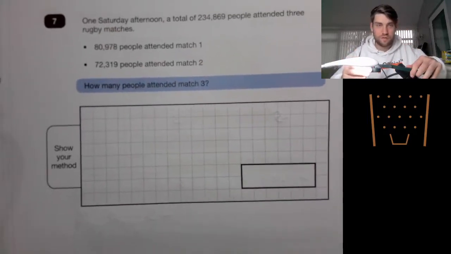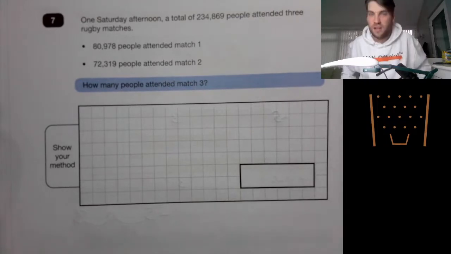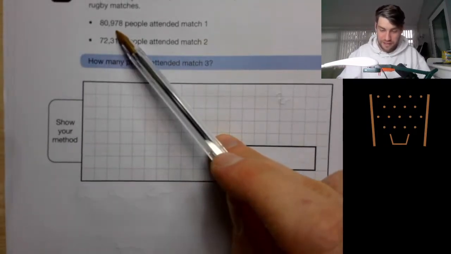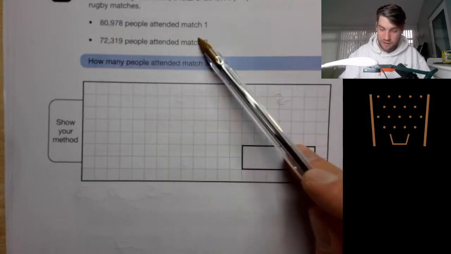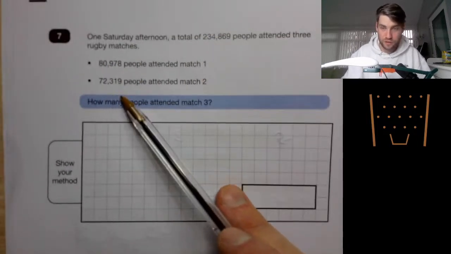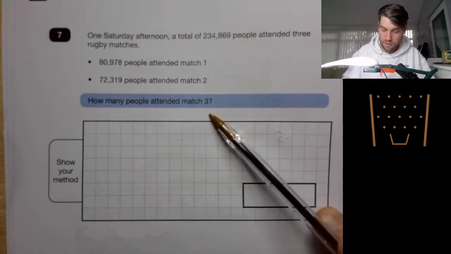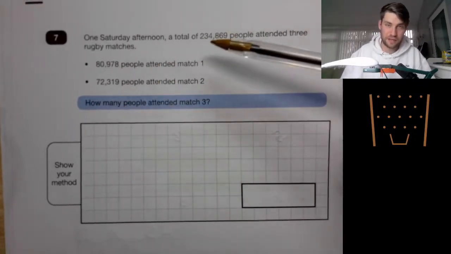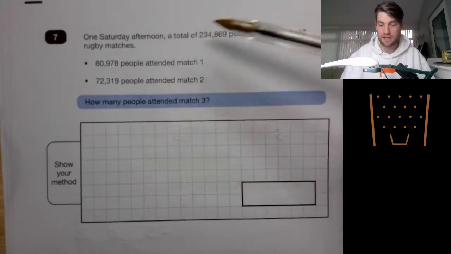For those watchers not from the UK, rugby is similar to American football, just a little bit better. That's a slightly different game. Right, 80,000 people attended match 1, 72,000 something attended match 2. How many people attended match 3? Well, these two totals plus something gets me this. So I'm going to have to add them and take it off this.